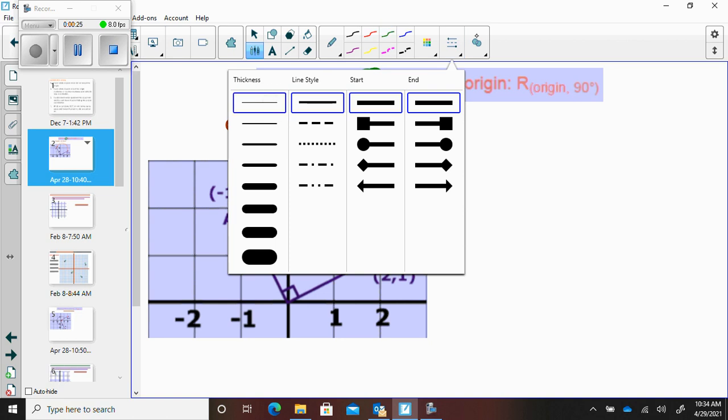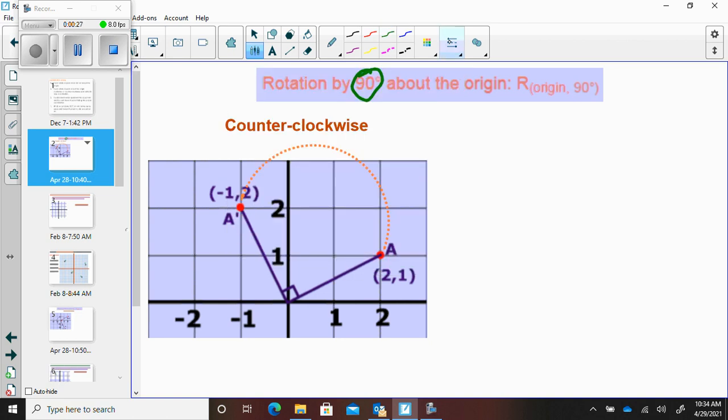Let's think about that. 90 degrees is a right angle. So there's our right angle, right? We took point A, and we're going to rotate it 90 degrees about the origin. If it doesn't tell you, it's automatically counterclockwise. I'm going to tell you each time, but if it's ever not told, it's counterclockwise. So I'm going to go counterclockwise, and I'm going to fall in the next quadrant.